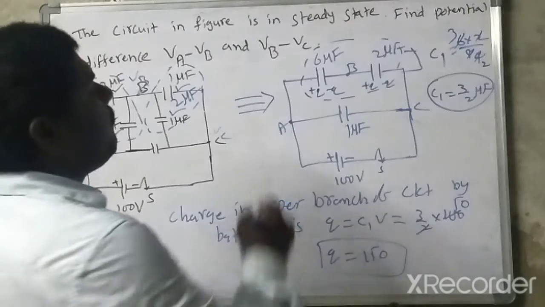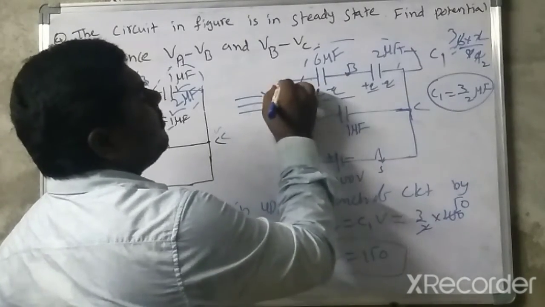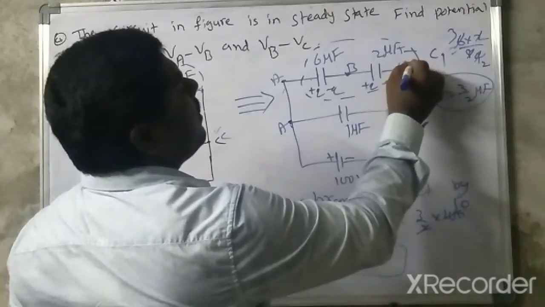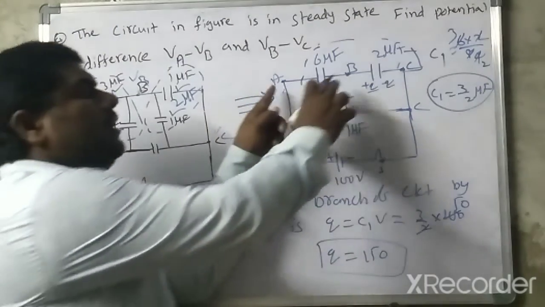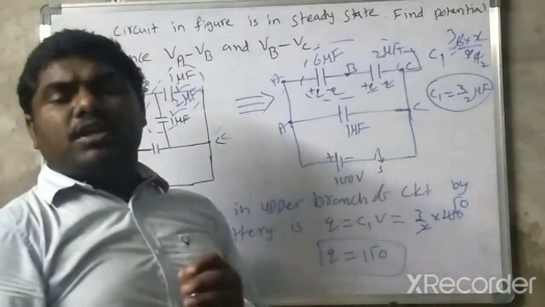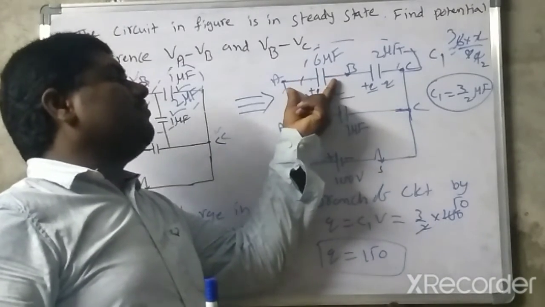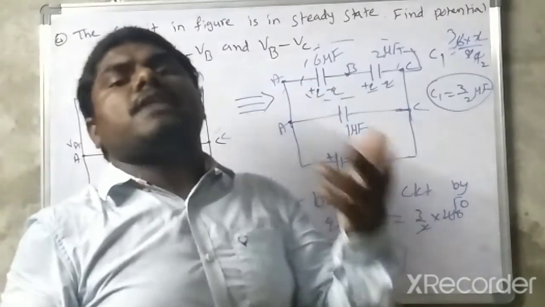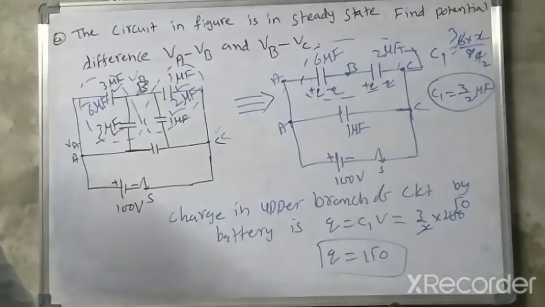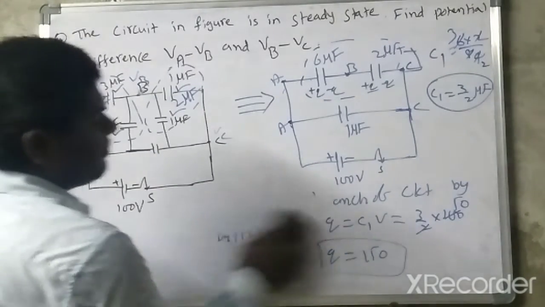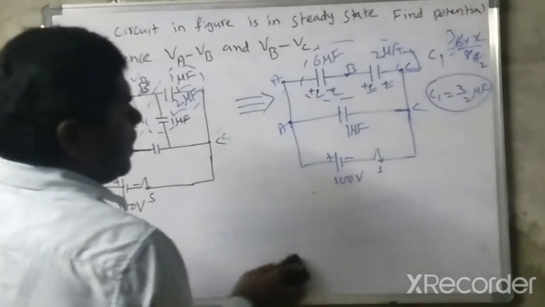After that you may find the potential between A and B. Here the potential, this part is nothing but A. Now this part is nothing but C. Between A and B, there is one capacitor. So the potential difference is equal to the charge upon the capacitor. So here you may find VA minus VB first of all.